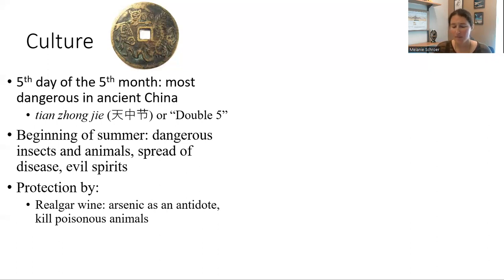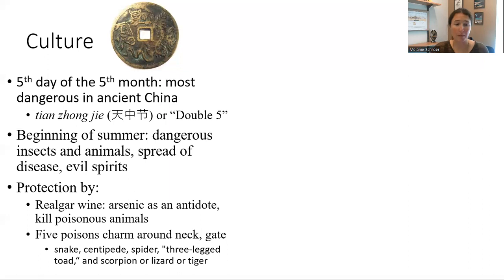And so it became a tradition in ancient China to protect oneself from these dangers, from the spread of disease, from the evil spirits associated with this time of the year. And so the most common way was to drink abundant wine, which ironically, this particular type of wine contained arsenic, which is in fact a poison, but arsenic was considered to be an antidote against some of the evils from which people needed protection during the summer.